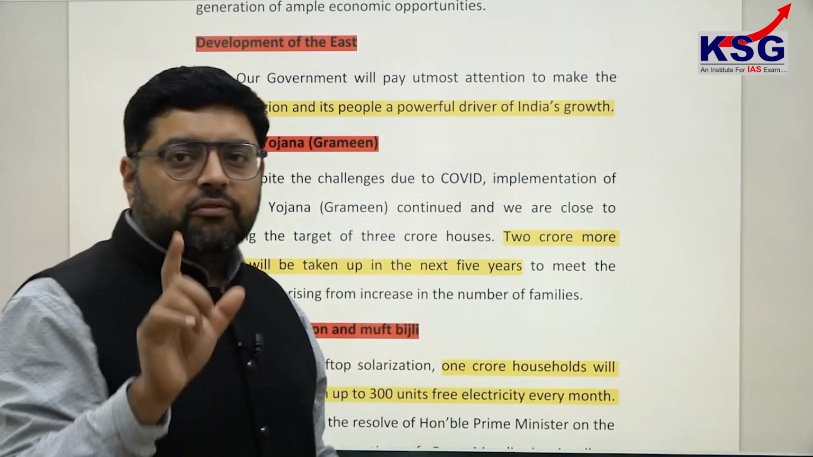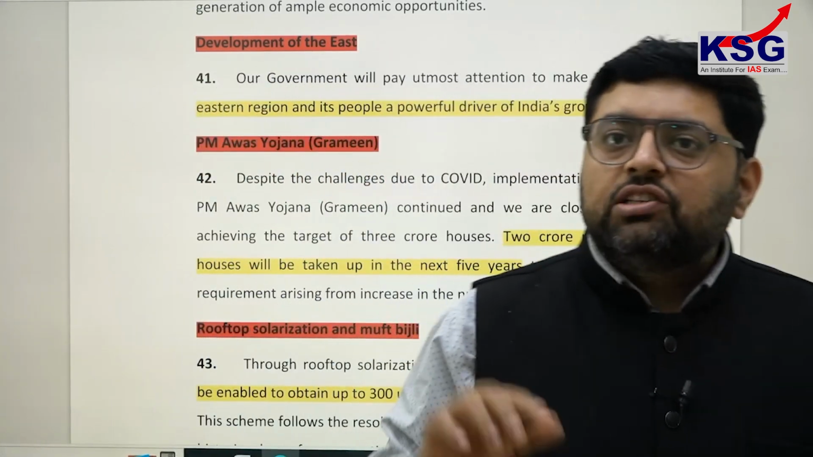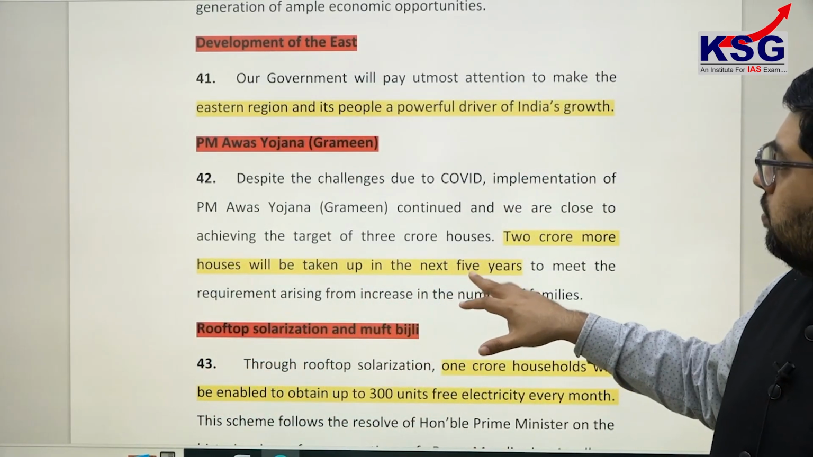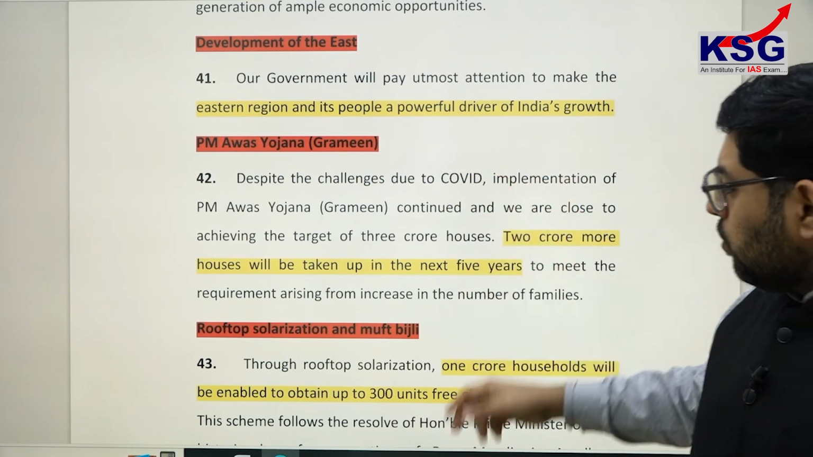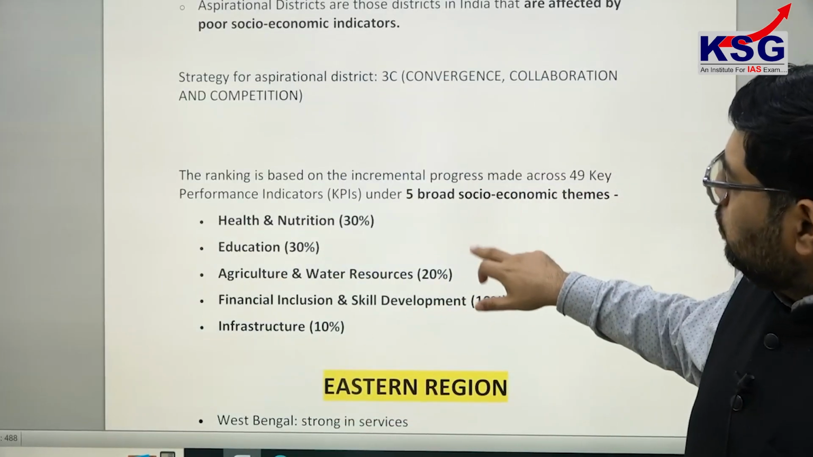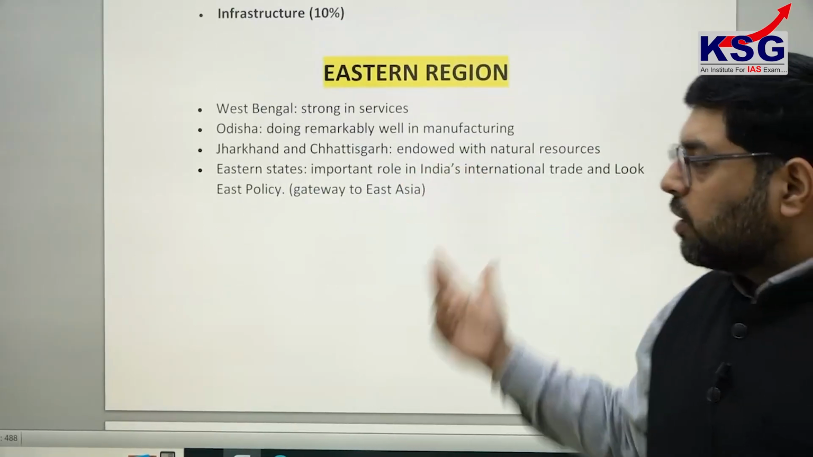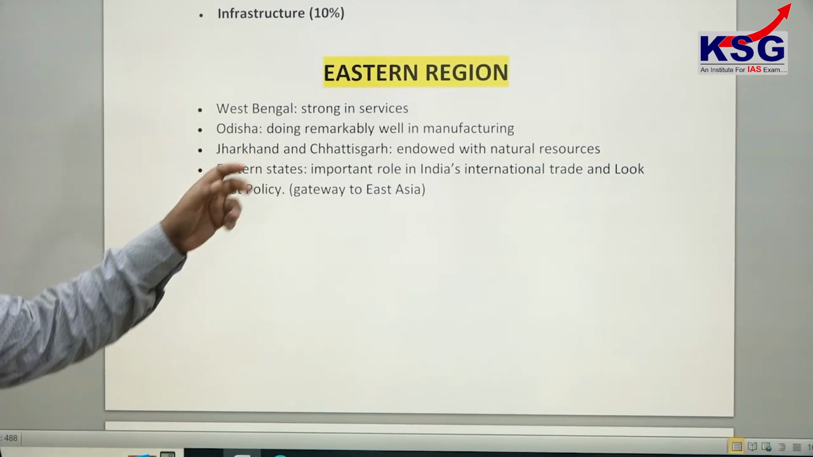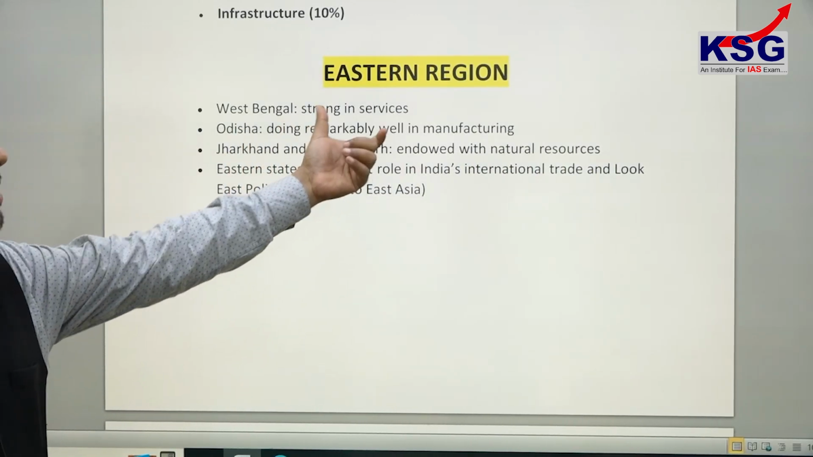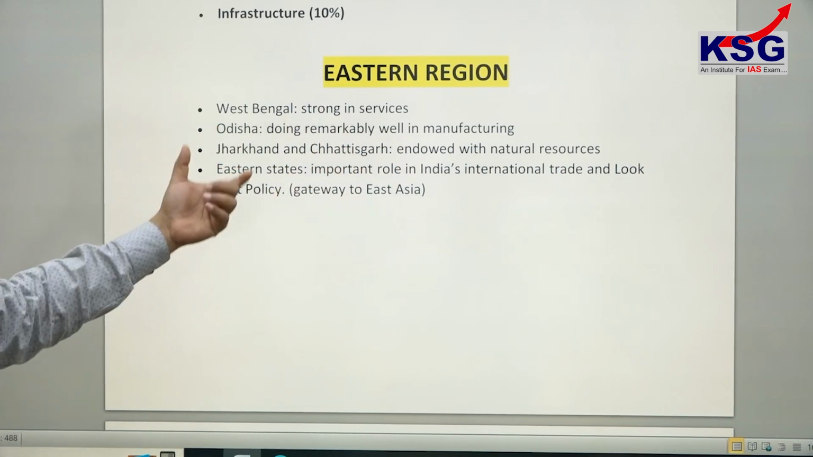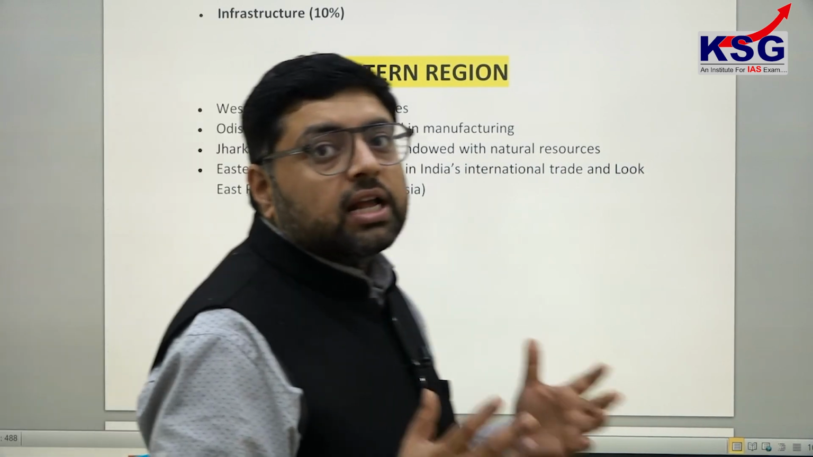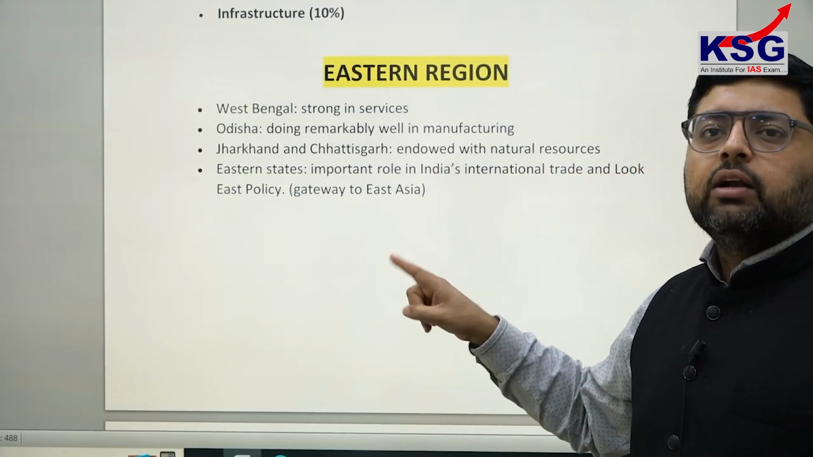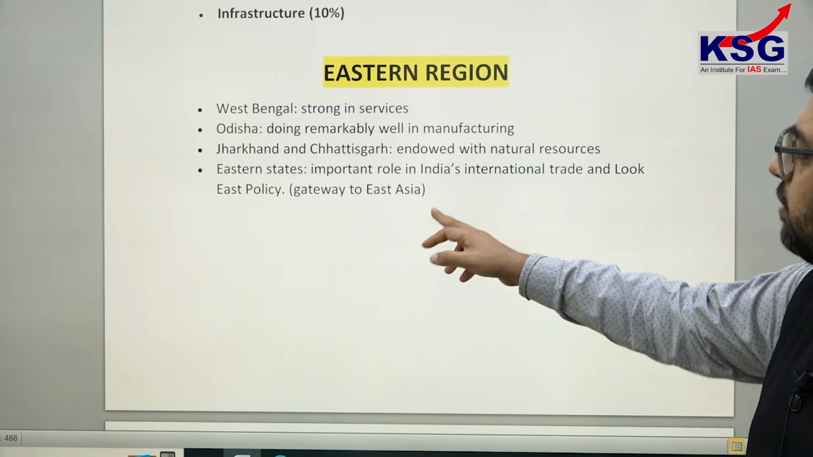Now the government has emphasized the development of the eastern region also. This is what the government says, that we will focus on this. Now what is the relevance of the eastern region? West Bengal is known for its services. Odisha has a remarkable performance in manufacturing. Jharkhand and Chhattisgarh have natural resources. And ultimately these eastern states will connect India to East Asia, so you can say a gateway to East Asia.